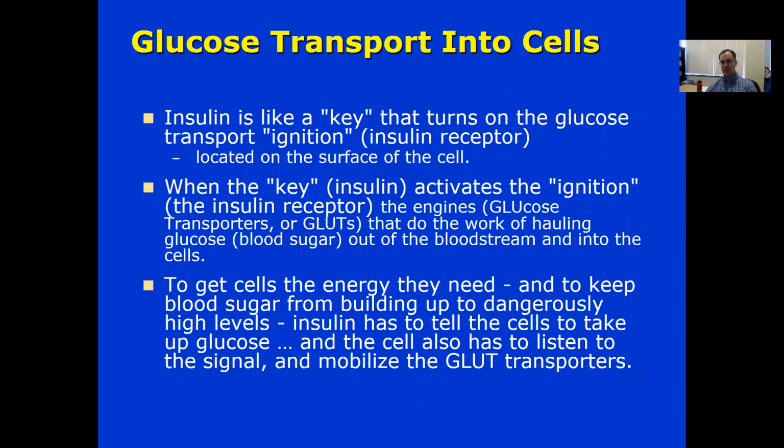So the idea is that insulin basically is going to activate these GLUT4 transporters to come to the cell membrane to allow glucose to get into the tissue. So this helps get the glucose into the cell in order to feed the tissue with energy, but also reduces the blood sugar.